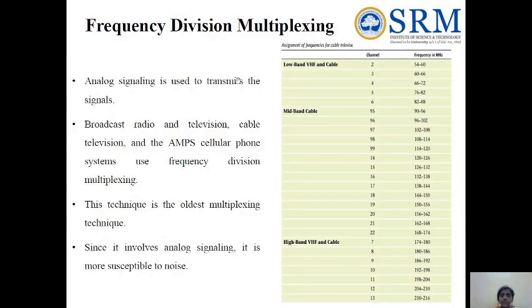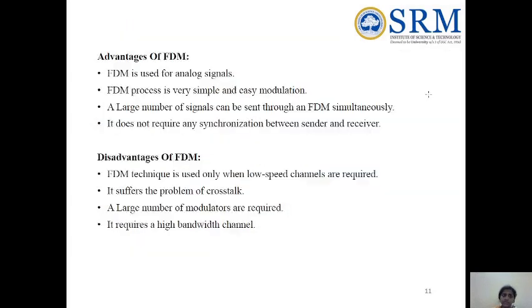So coming to frequency division multiplexing, we know that analog signals basically use this technique for transmitting the signals over a common medium. Some examples would include broadcast radio and television, cable television, and AMPS cellular phone systems. This is one of the oldest multiplexing techniques, and since it involves analog signaling, it is more susceptible to noise. Here this table just shows different channels and their corresponding frequency ranges.